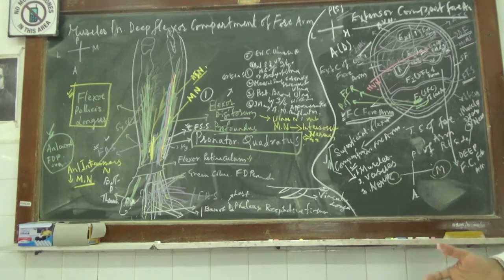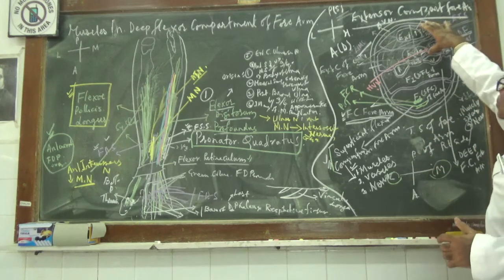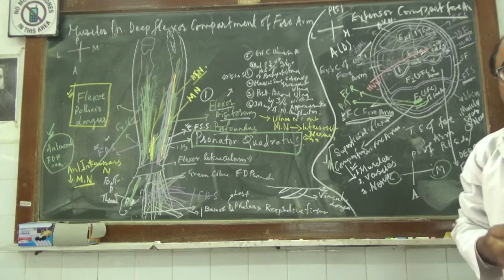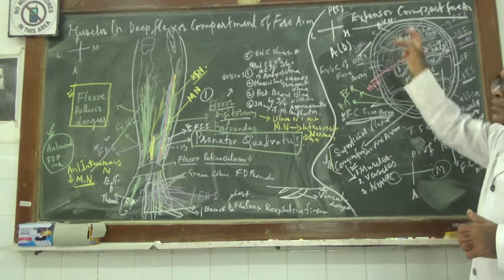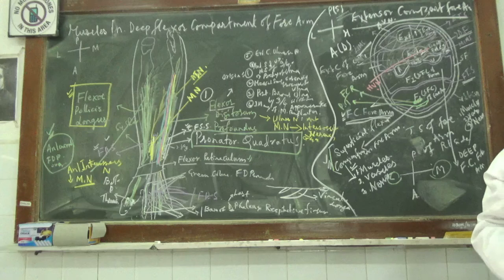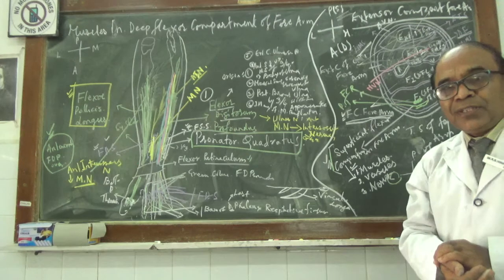So with this, you have got the general idea about the extensor compartment of the forearm. Tomorrow we have to deal with the superficial extensor compartment of the forearm, especially the myology, I mean to say the muscles. Till then, goodbye.